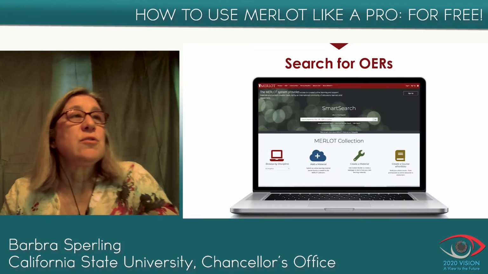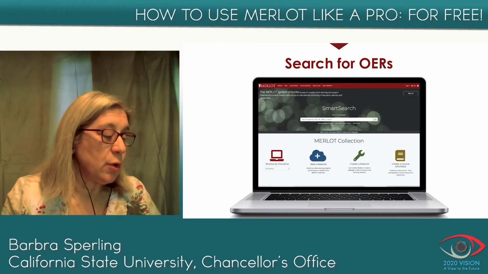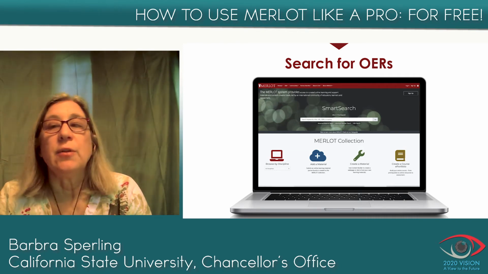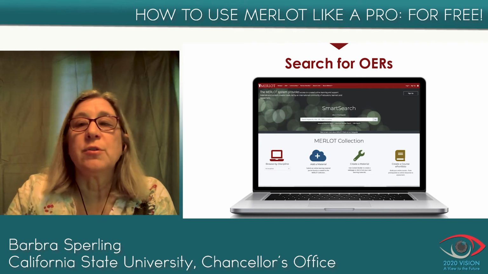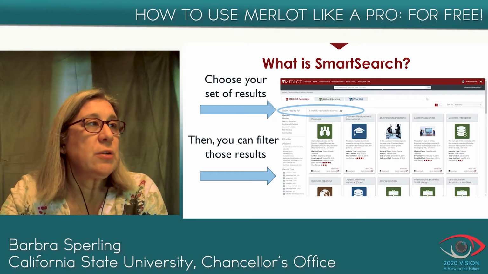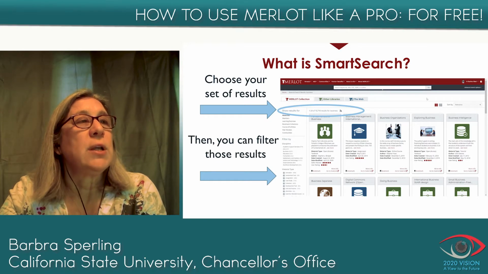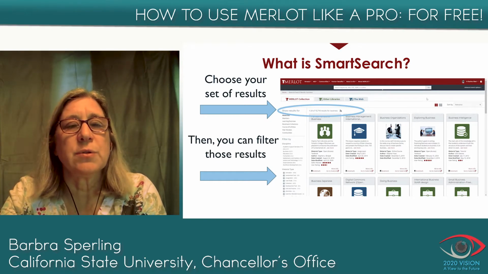So let's get into searching. And searching is really the cornerstone of what MERLOT offers. And so we have what we call our smart search. And so when you do a search in MERLOT and you enter a keyword, you're taken to a results page that looks like this. And so it tells you how many results were found. I did a search on business and it found 10,710 materials.